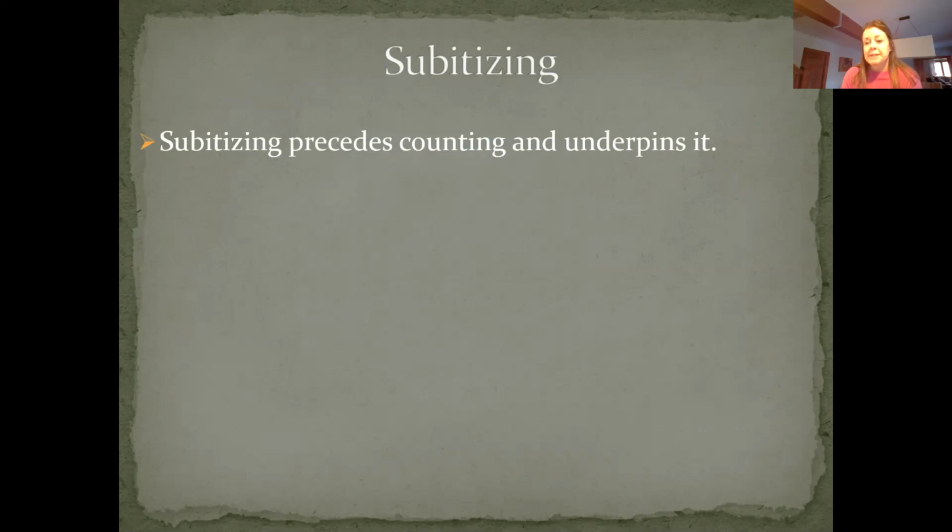Subitizing actually does precede counting and underpins it. Because when kids are counting, if they have an understanding of counting, thinking as they go along 1, 2, 3, in their mind, they're picturing those 3 as that quantity.